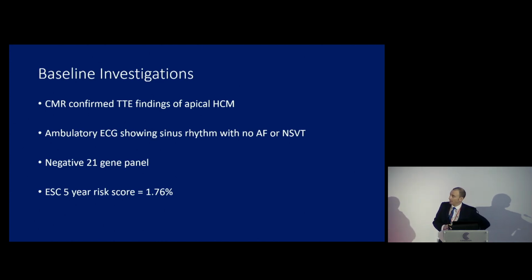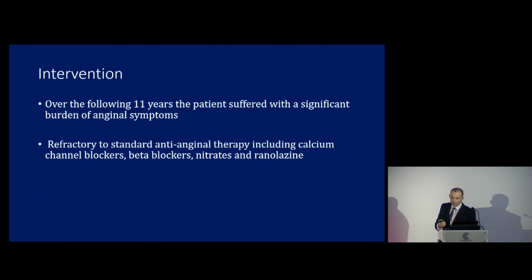He had a baseline ambulatory ECG, which showed sinus rhythm without the presence of AF or non-sustained VT. He had a negative 21 gene panel, and at this point his ESC risk score was low at 1.76%. This patient had significant morbidity over an 11-year follow-up period with significant anginal chest pain, refractory to standard therapy with calcium channel blockers, beta blockers, nitrates, and ranolazine.